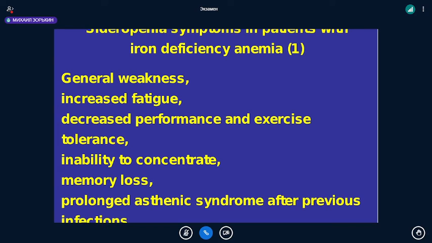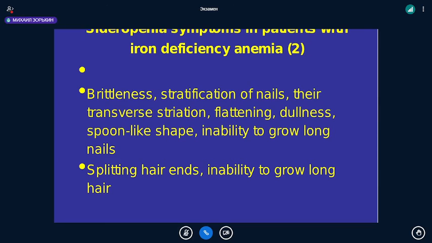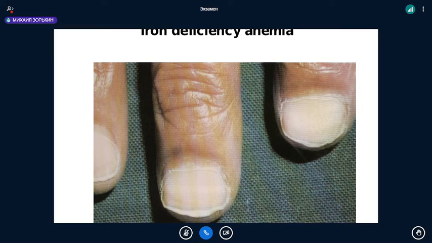Also, decreased performance and exercise tolerance, inability to concentrate, memory loss, and prolonged asthenic syndrome after previous infections can be signs of sideropenia. There can also be certain problems of the skin, like brittle nails, stratification of nails, flattening, dullness, spoon-like shape, inability to grow long nails or hair, for example splitting hair ends, a quite common complaint of the female population. Here they are.